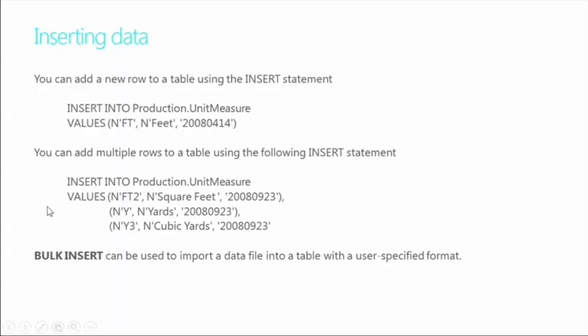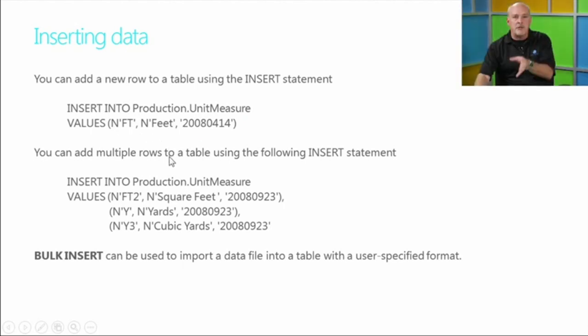In order to add data, we can use the insert statement. We do an insert into, and then we supply the table name and the schema, and the values. Now notice I'm not supplying any columns. If I understand the columns that are in there, I don't need to put the column names in. So I'm going to say insert into Production.UnitMeasure values, the first field is going to be FT. The second field is going to be feet, and the third field is going to be a date, okay?